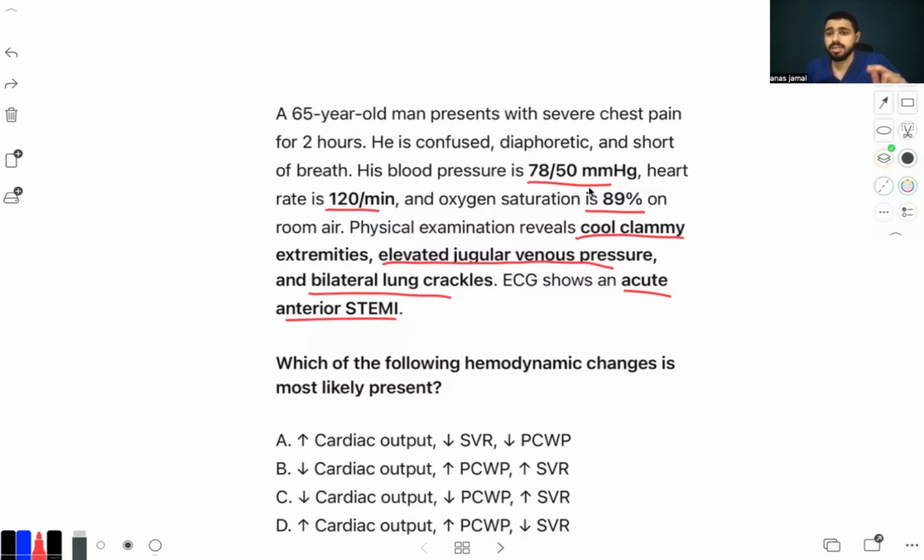He's tachycardic. He's hypotensive. His oxygen saturation is 89% on room air. Physical examination shows cool, clammy extremities, elevated jugular venous pressure, and bilateral lung crackles. ECG shows an acute anterior STEMI. This looks like acute cardiogenic shock.